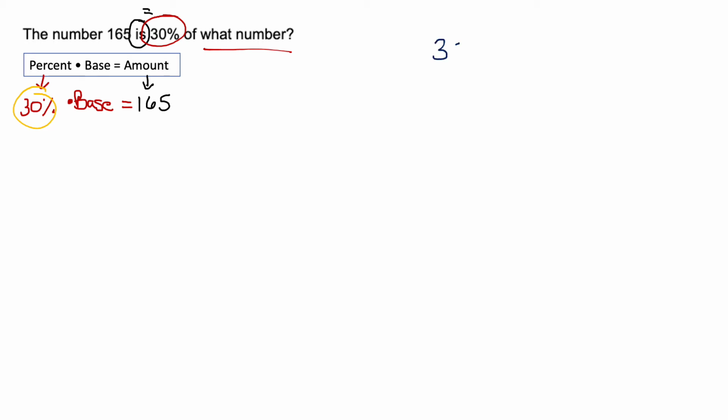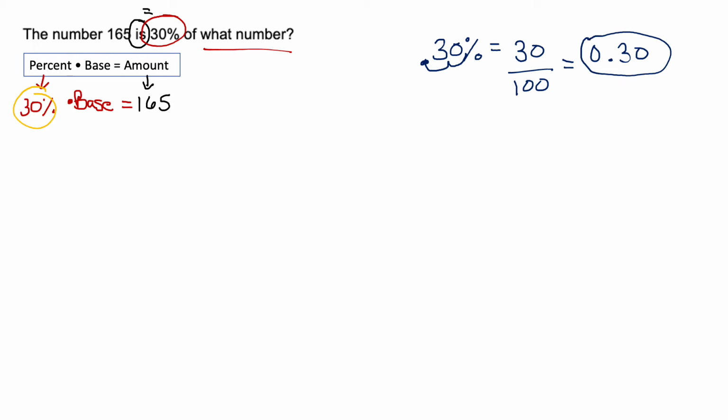So I'll write 30% and I want to convert it to a decimal. To do that, we divide by 100. That's the same thing as moving the decimal 2 places to the left. So my decimal is 0.30. Now I can use this value in my formula. So I have 0.30 times the base equals 165.